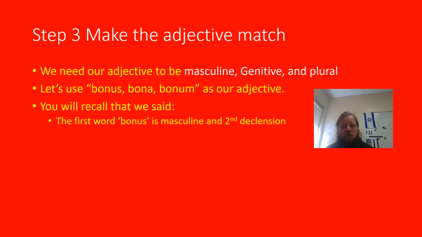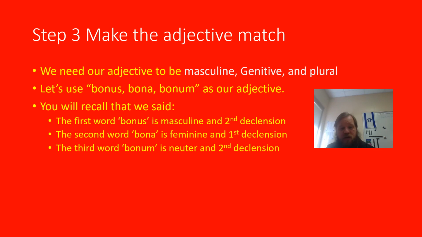So, bonus is second declension. That's from your adjective notes before. Remember we said that bonus would be second declension, bona would be feminine and first declension, and bonum would be neuter and second declension. This is why we call it a 2-1-2 adjective or an -us, -a, -um adjective. It will always follow this pattern. It will always be a masculine word that's second declension, then a feminine word that's first declension, then a neuter word that's second declension. There's no variation on that. Always 2-1-2, masculine, feminine, neuter.